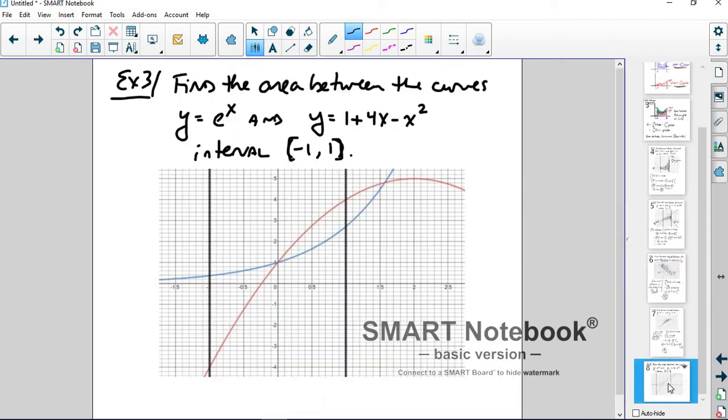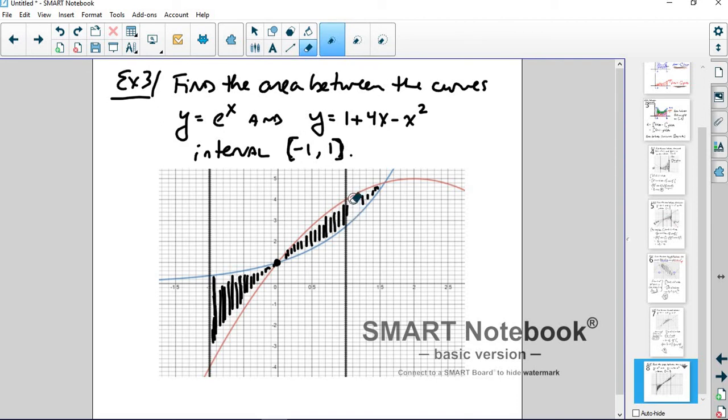Okay, so the last example then is combining the two. We're combining the two problems basically here. We're given two functions, e to the x and 1 plus 4x minus x squared, on the interval from -1 to 1. So we're looking for the area from -1 to 1, the area in between these two. But then these two curves intersect and there's another set of area here. I don't go all the way until they cross again. I just go to +1 right here. So here's 1, here's -1, -1 to 1.